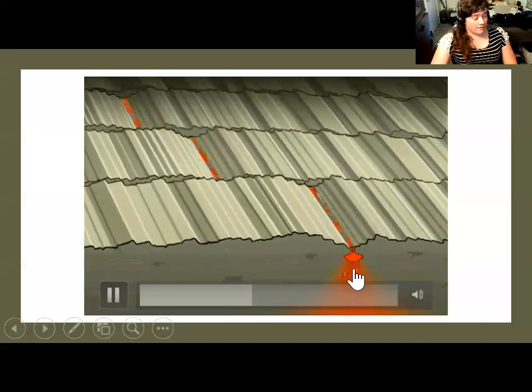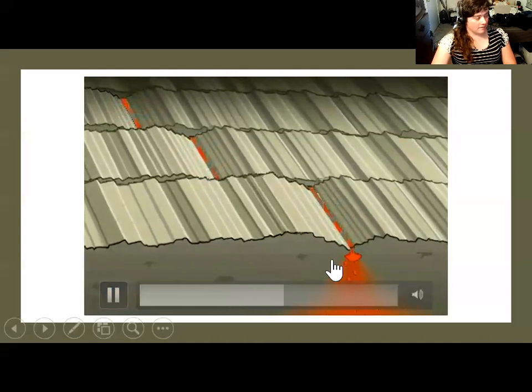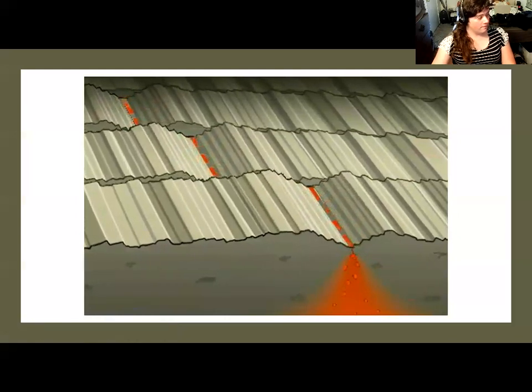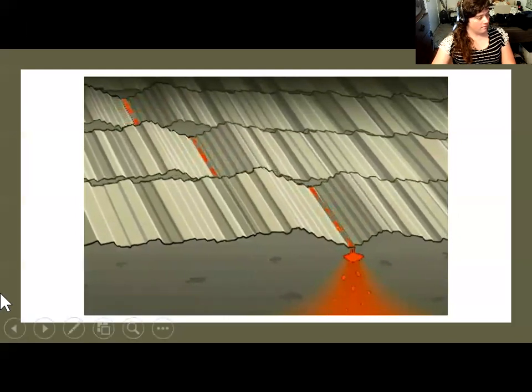So what's this orange stuff? Can someone tell me that? Magma? Is it lava or magma?